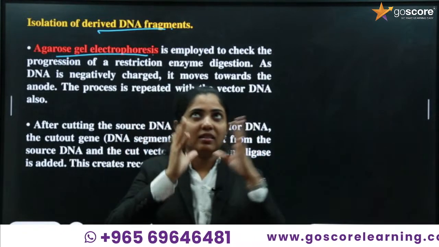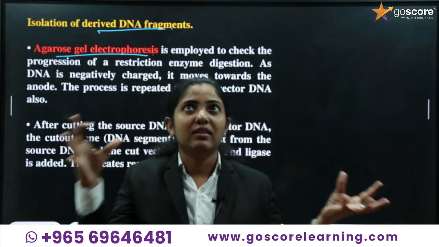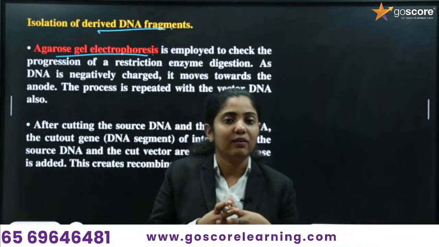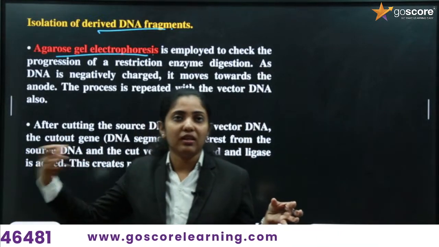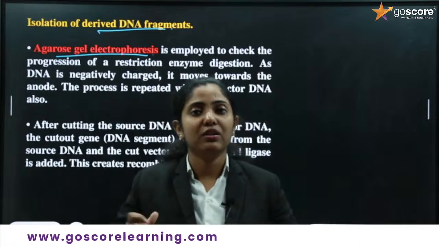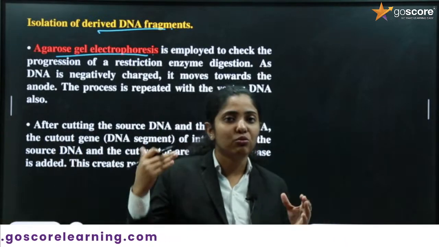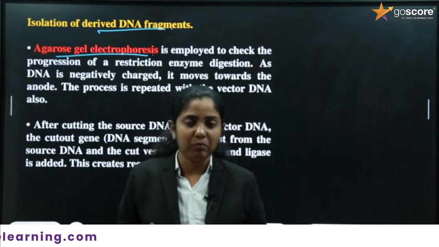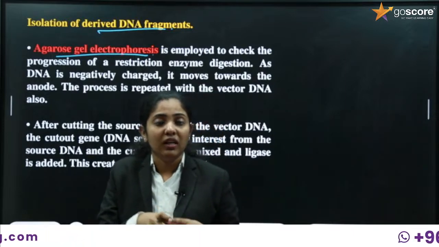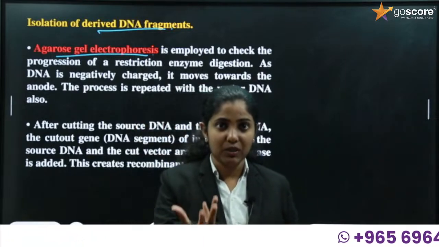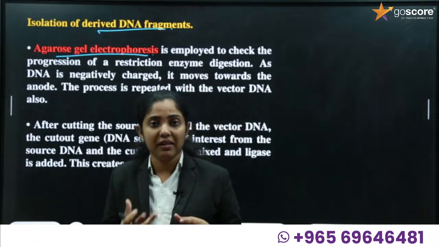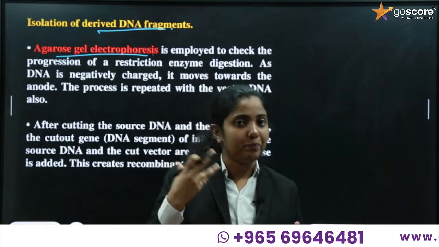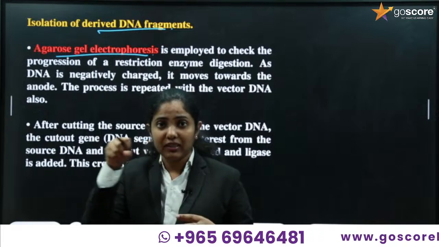See, the cell is taken, then the outer surface, that is the cell wall, is removed. After the cell wall, what is present? Plasma membrane. It is also treated with some chemicals to remove this plasma membrane. Then inside, what is present? The nucleus, which contains the DNA, protein, etc. From there, we have to get the DNA.